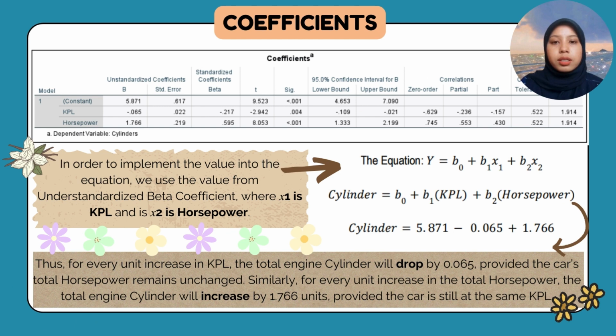Next, coefficients. In order to implement the values into this equation, we use the values from the unstandardized beta coefficients, where x1 is kpl and x2 is horsepower. Thus, for every unit increase in travel distance, kpl, the total engine cylinder will drop by 0.065, provided the car's total horsepower remains unchanged. Similarly, for every unit increase in the total horsepower, the total engine cylinder will increase by 1.766 units, provided the car is still at the same travel distance, kpl.